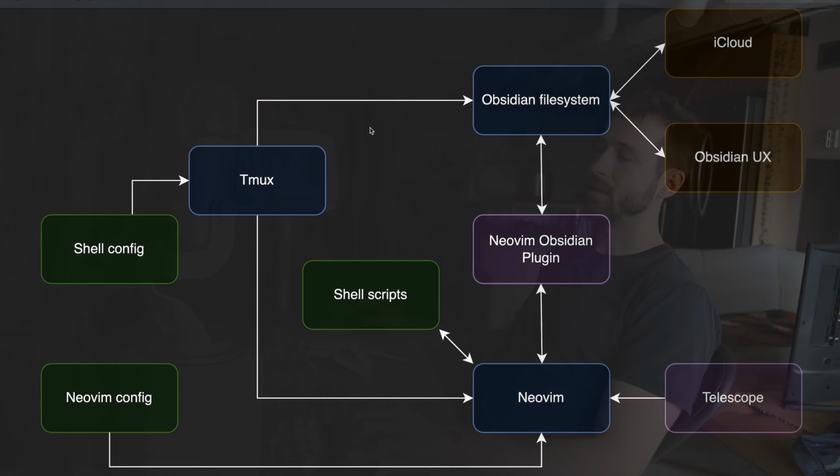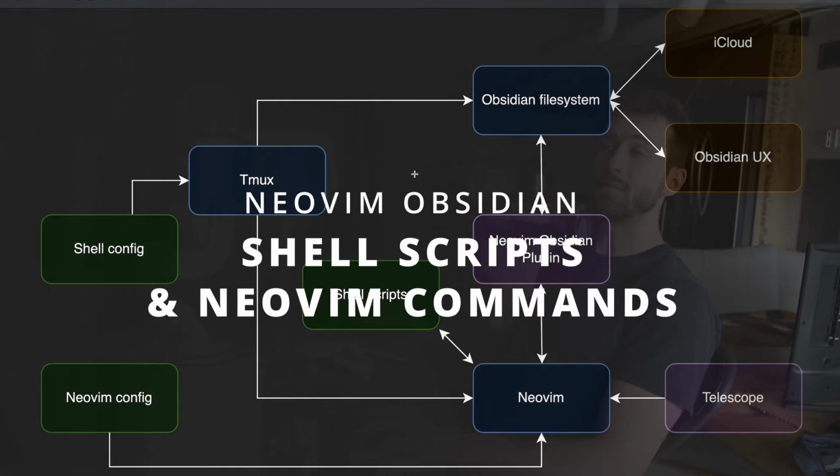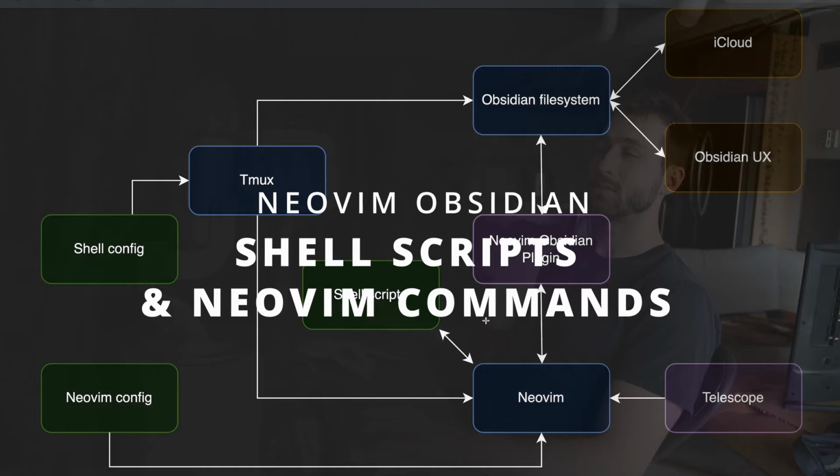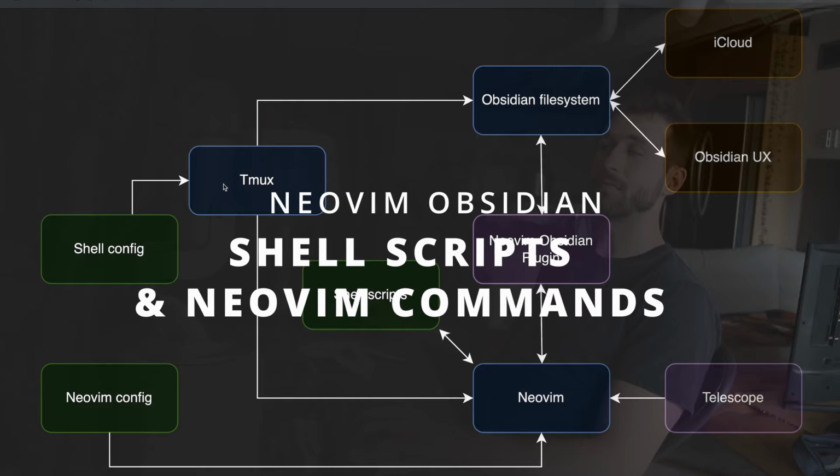We've talked about everything in blue, as well as the Neovim plugin for Obsidian and Telescope. And I've also been showing you what my Obsidian UX looks like and how my iCloud integration works with mobile iCloud. That way I can use this on my mobile device as well. Now I'll talk about some automations that I've set up using shell scripts and Neovim and shell configurations.